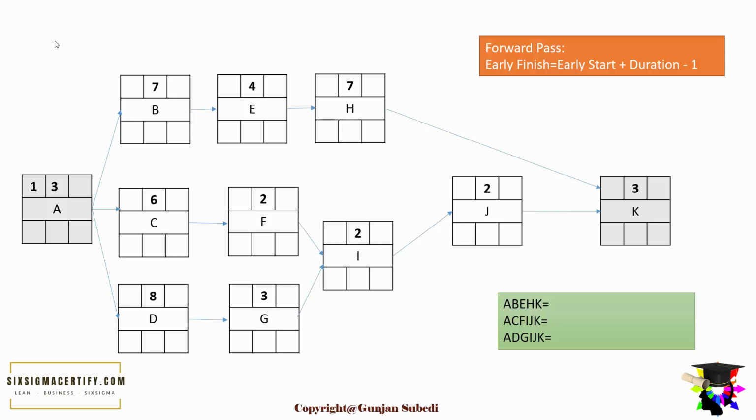Now using the formula above for the forward pass method, early finish is the sum of early start and duration minus 1. We always put the early start day as 1 because we start the project from day 1, and early finish is 1, the early start, plus duration 3, minus 1, which gives us 3 days.